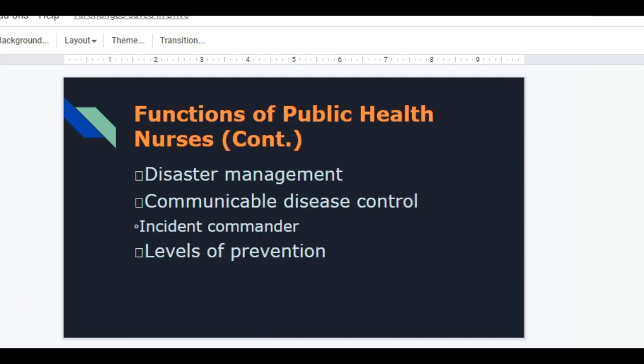Other functions of public health nurses could be disaster management. I know this semester we are able to participate in a disaster drill, so we'll be practicing caring for individuals during a disaster situation. Public health nurses act in communicable disease control and can act as incident commanders in disaster management or communicable disease control. And public health nurses influence the levels of prevention.